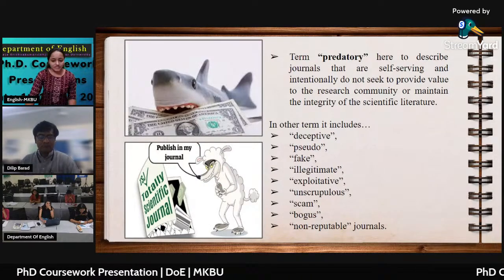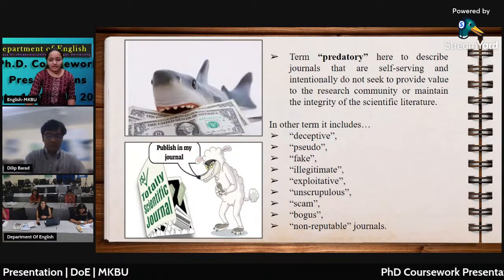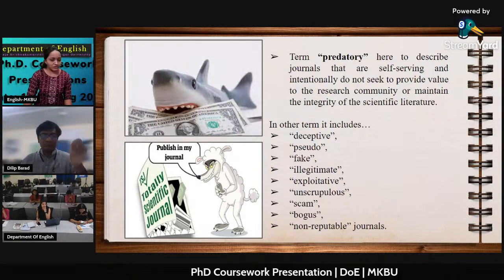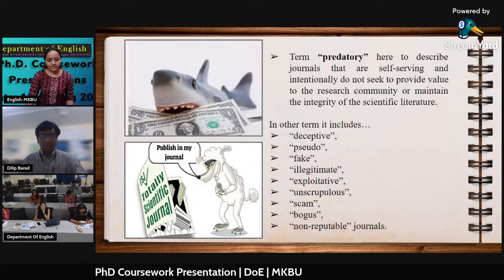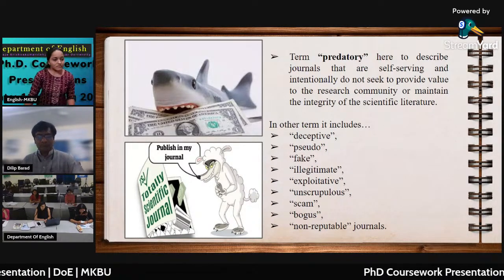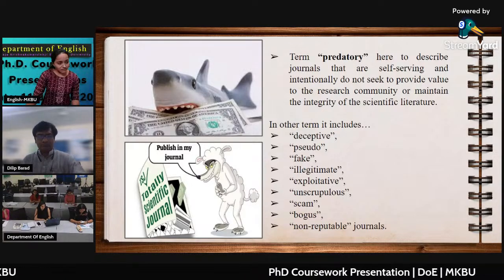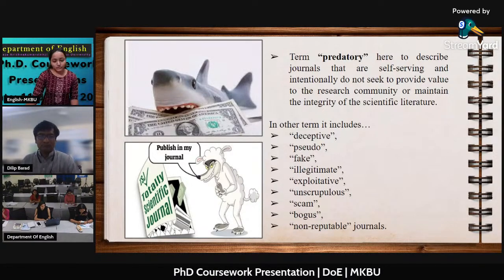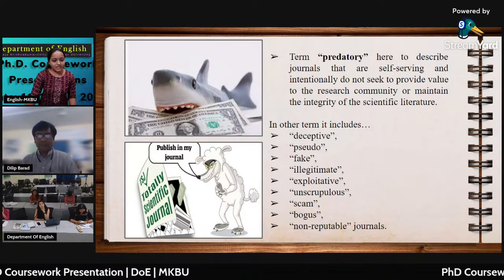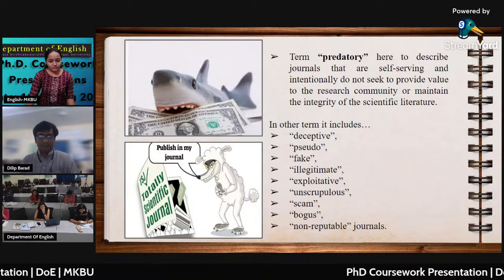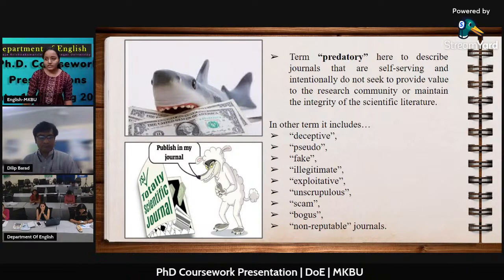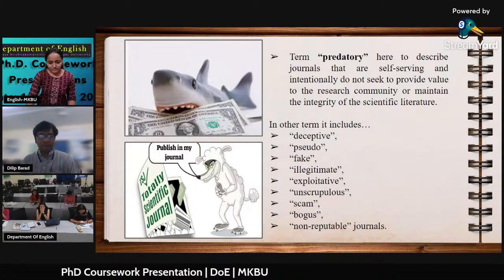The term predatory is used here to describe journals that are self-serving and intentionally do not seek to provide value to the research community or maintain the integrity of the scientific literature. In the list of predatory journals, we can find many terms, such as deceptive journals, pseudo journals, illegitimate journals, exploitative and unscrupulous, scam or bogus. These are all terms used for predatory journals.